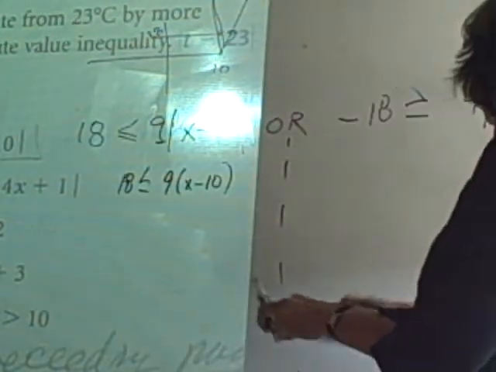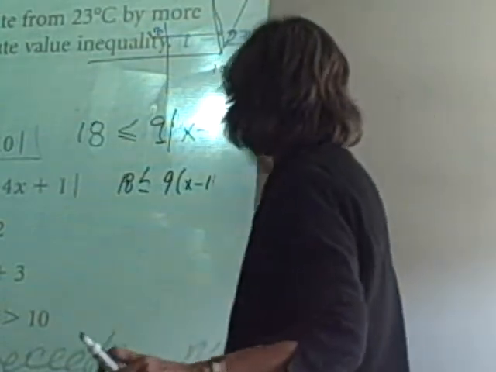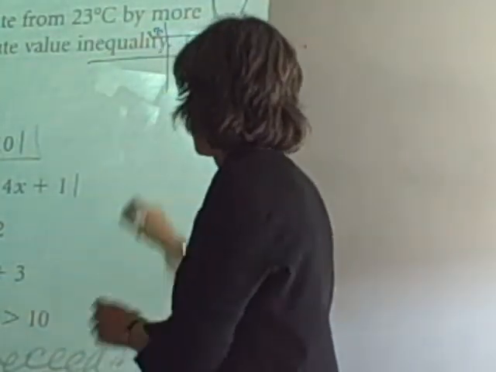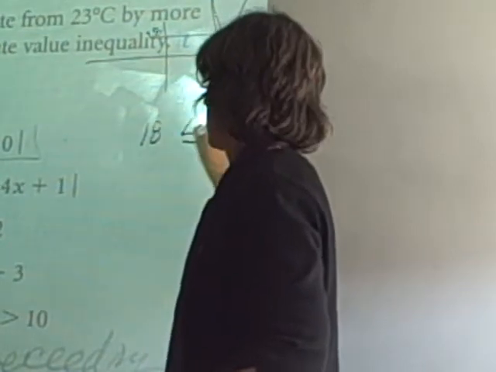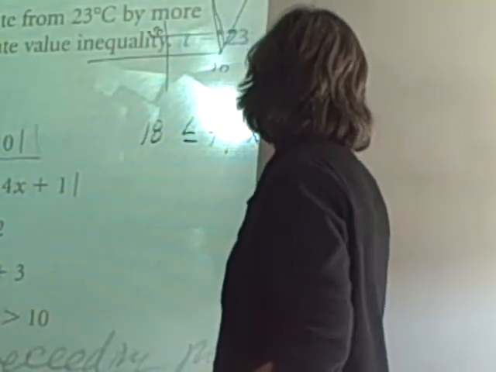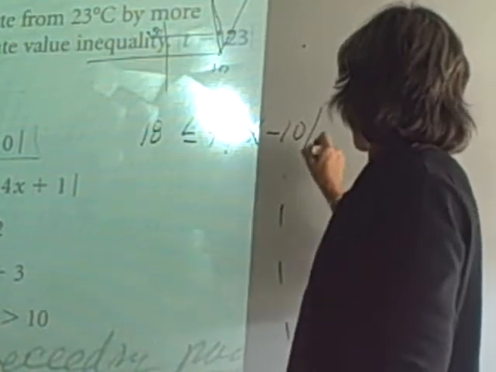Sorry, I have to back up. You only write two equations if it's just the absolute value and there's nothing outside of it. Okay, sorry.